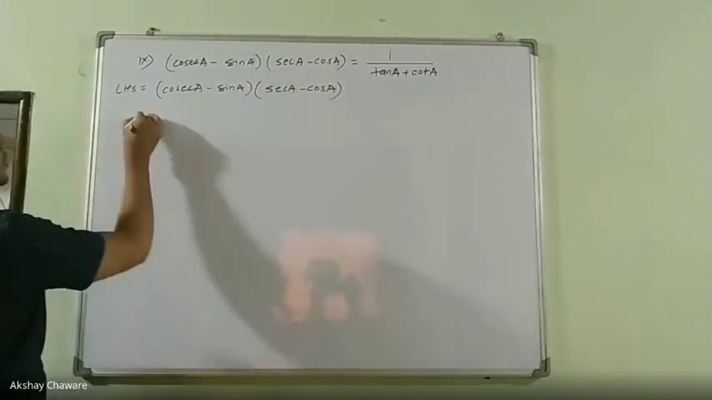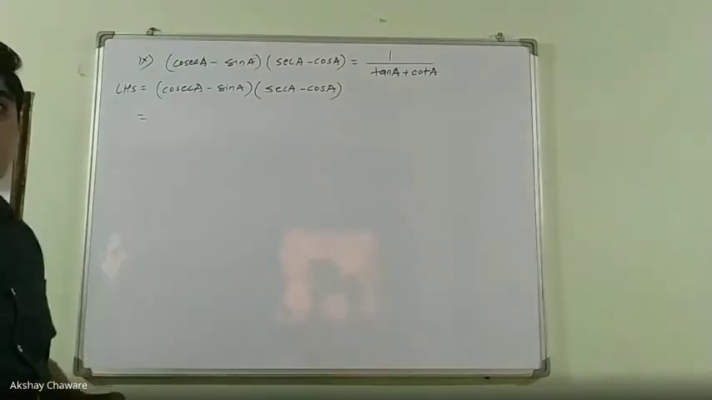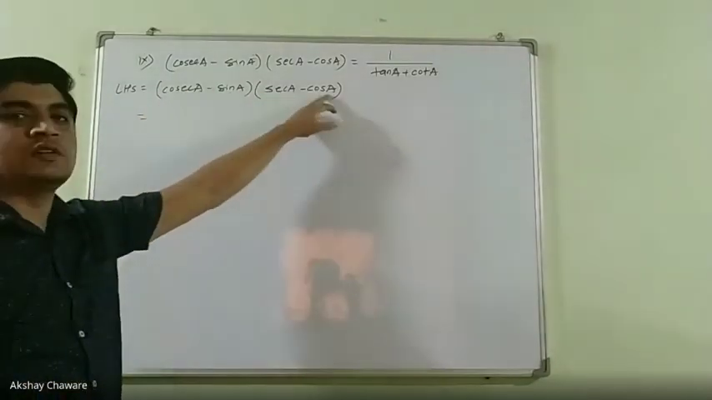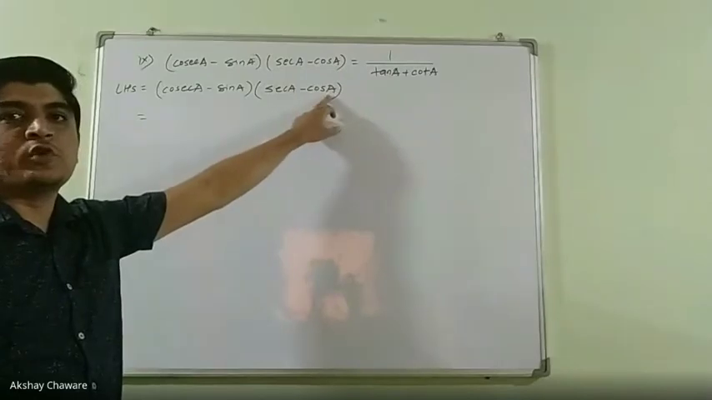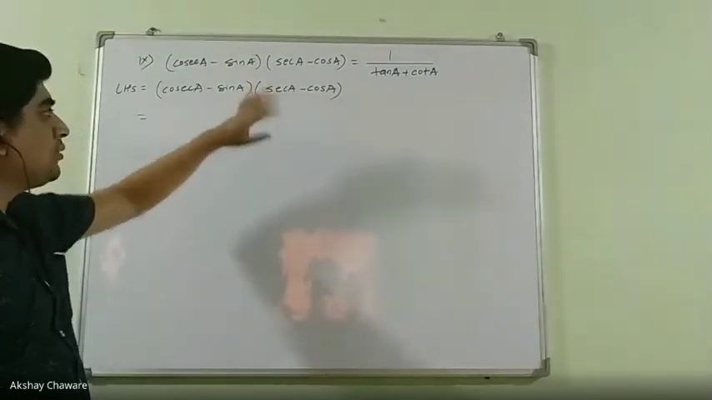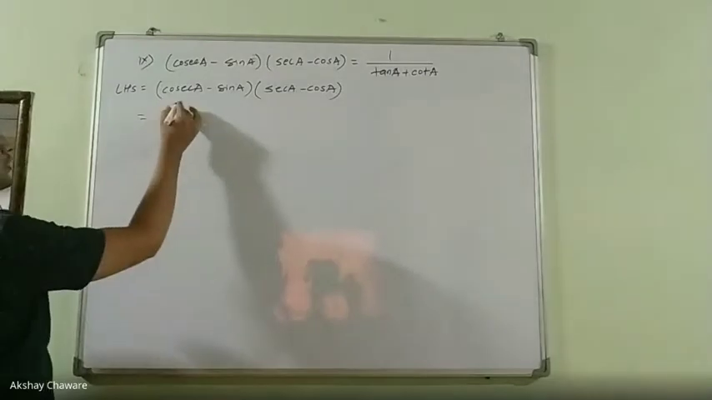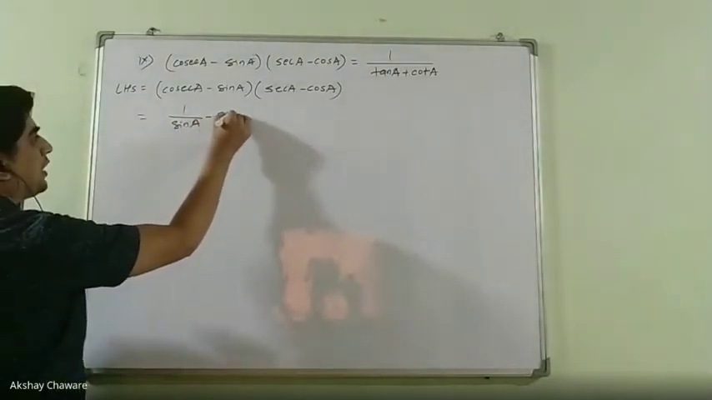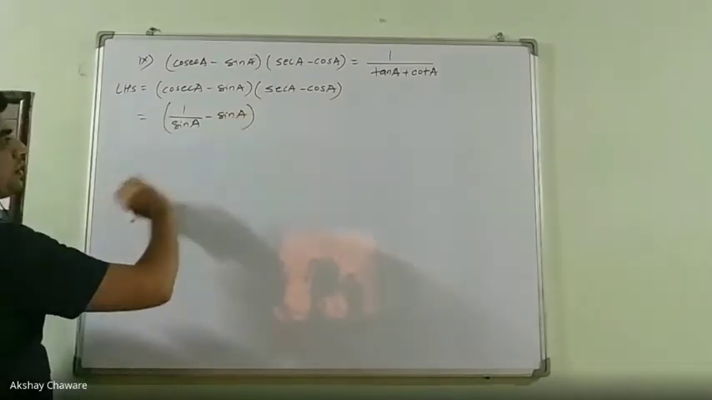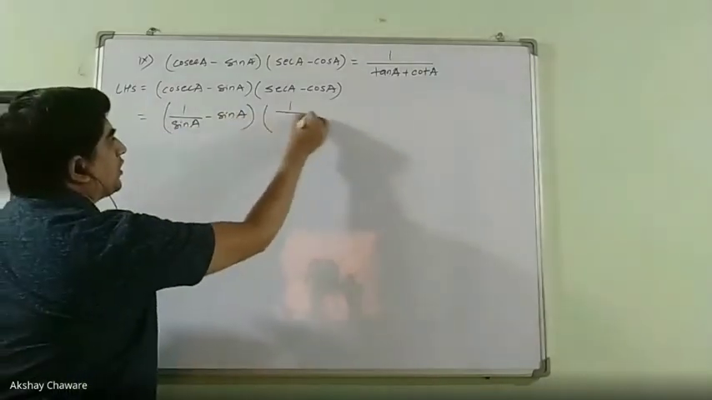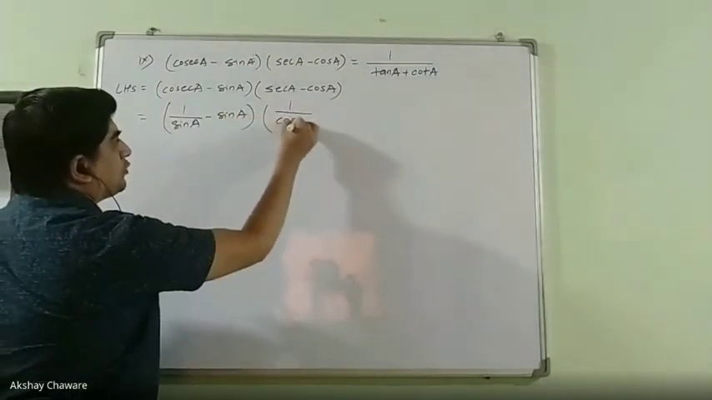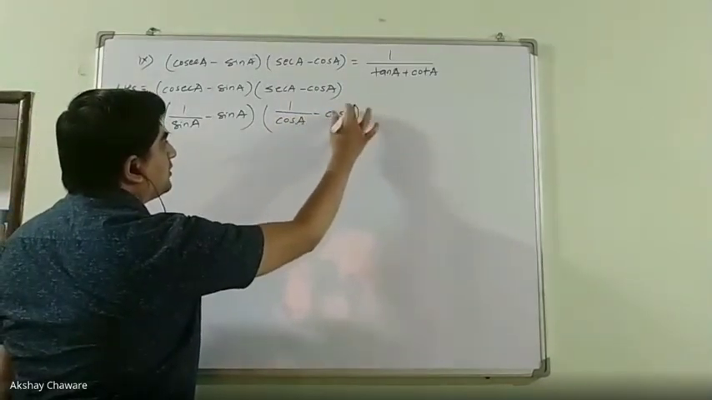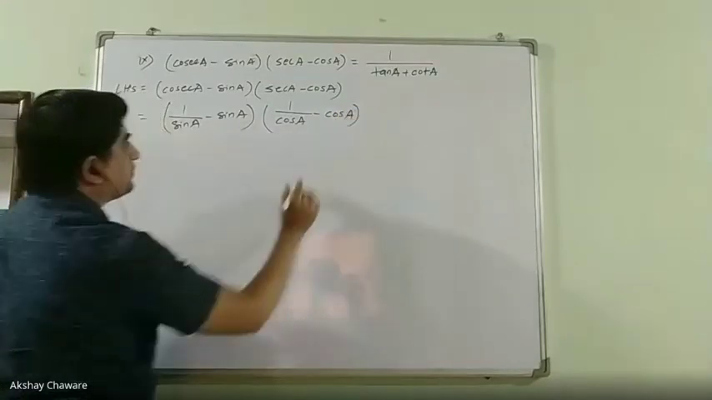Now, if you observe these two brackets, you can clearly see that cosec A is the reciprocal of sin and sec is the reciprocal of cos. So let's express this cosec and sec in terms of sin and cos. Then cosec A can be written as 1 upon sin A minus sin A. No direct bracket multiplication is there. So sec A is nothing but 1 upon cos A minus cos A. We will first simplify these brackets internally.